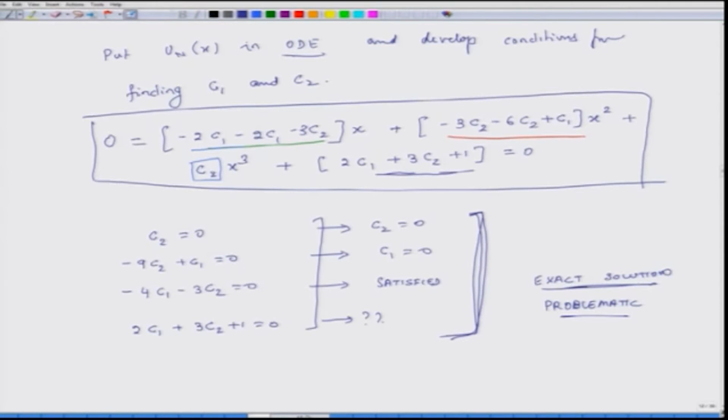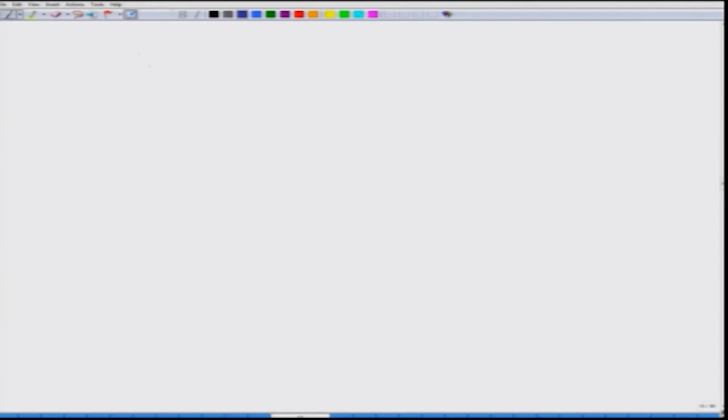I will say that okay, instead of having the residue be 0 for all values of x to get an exact solution, I will not worry about this first statement. Rather, what I will say is, I will multiply my residue R(x) by some weight function.